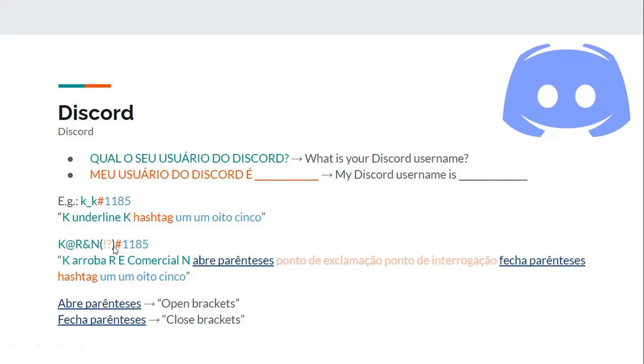combination. So we are like opening parentheses and then we are closing parentheses, because they are embracing these two characters here in pink. So in Portuguese we can say abre parênteses, which is basically open brackets, open parentheses, and then the pink part, so ponto de exclamação, ponto de interrogação. And now fecha parênteses, which is basically close parentheses, close brackets, so we are first opening and then we are closing, hashtag 1185.